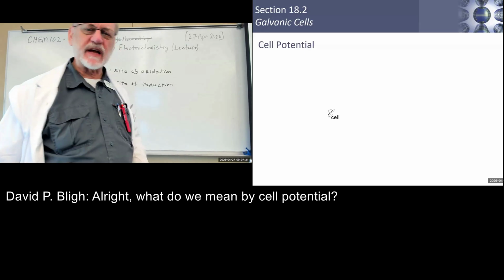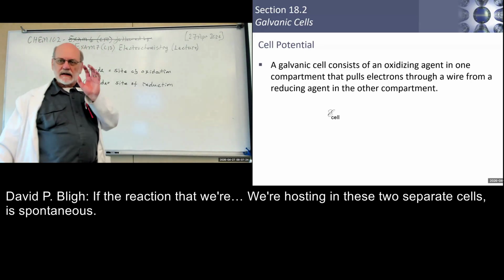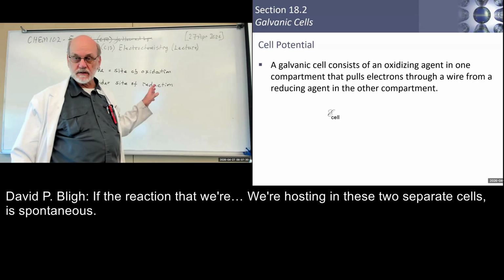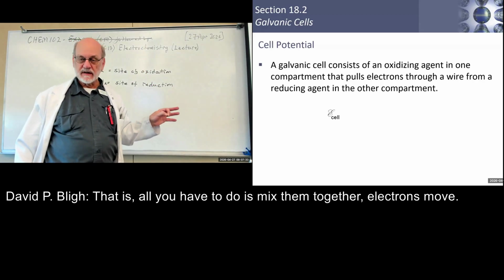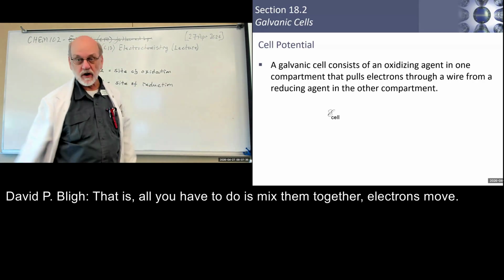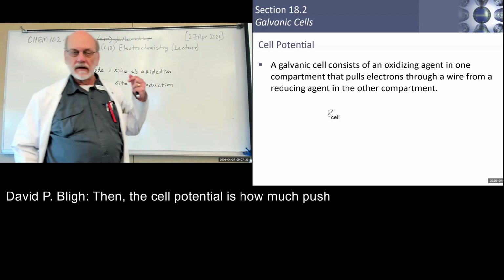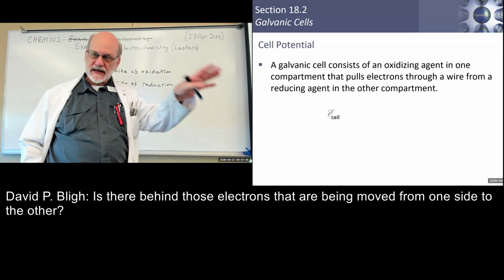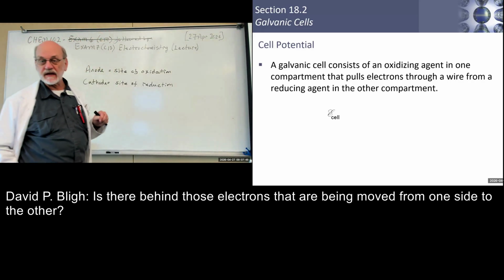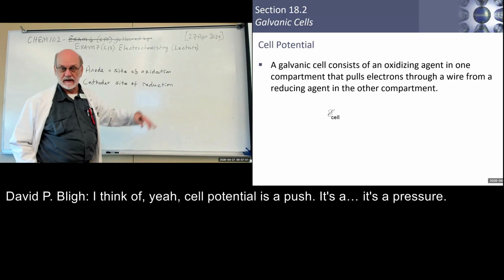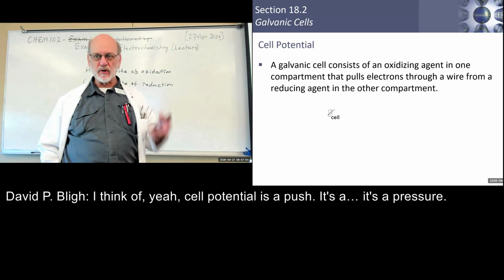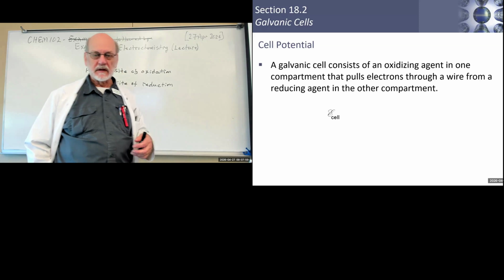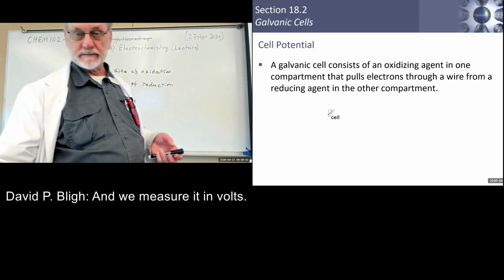All right, what do we mean by cell potential? Well, if the reaction that we're hosting in these two separate cells is spontaneous, that is, all you have to do is mix them together and electrons move, then the cell potential is how much push is there behind those electrons that are being moved from one side to the other. I think of cell potential as a push. It's a pressure pushing those electrons from one side to the other. And we measure it in volts.